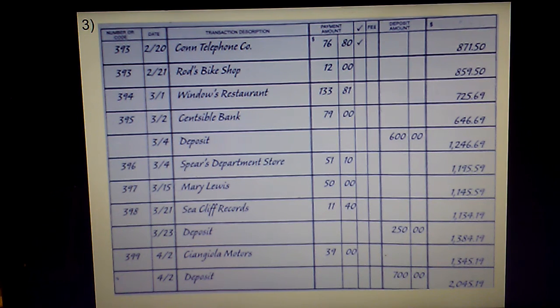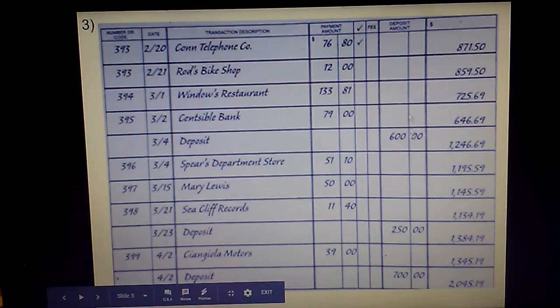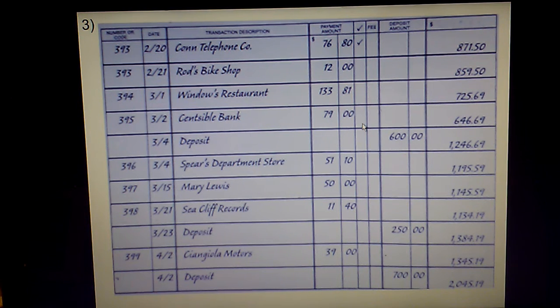So looking at our statement, the first one listed is a withdrawal. It says check number 395 for $79. So we go to our check register. I find check 395. It says $79. That matches. So I'm going to put a little check mark here in this list with the check marks. Okay, back to my statement.